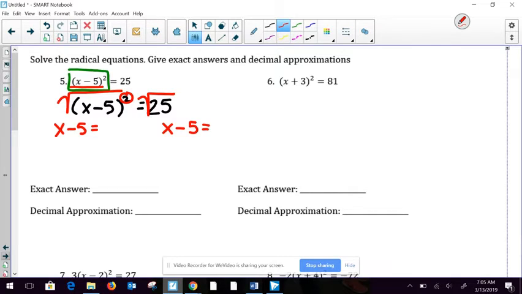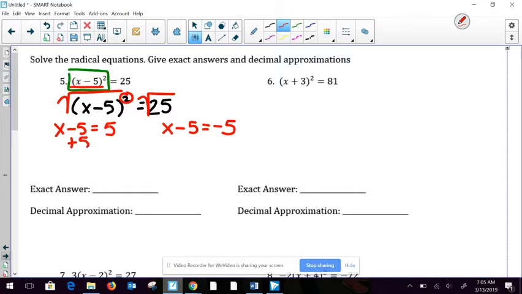Then what you have to do is square root 25. What are my 2 possible answer choices? Well, it's a 5 and a negative 5. So to recap that, I had to square root my parentheses. Because that outside number is a 2, I had to write the equation 2 times. Now I can go ahead and solve my new equations I wrote.